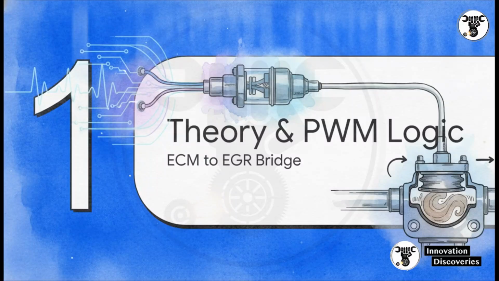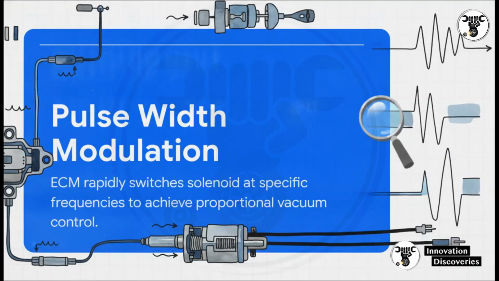Section 1, Core Theory and PWM Logic. Think of this as the bridge between the ECM and the EGR valve. This solenoid literally translates electrical commands right into physical vacuum pressure. To pull this off, modern systems rely heavily on pulse width modulation, or PWM. Look, the ECM doesn't just awkwardly toggle the solenoid's power on and off like a light switch, right? We aren't dealing with a 1980s carburetor here.